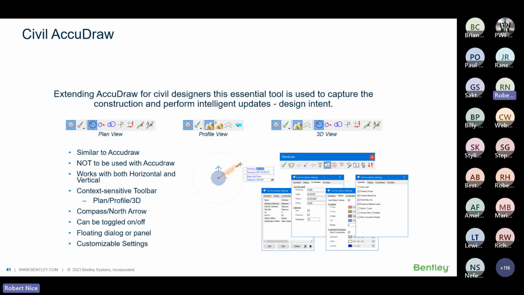So civil draw, not to be used with normal or general draw. You can't use them both at the same time. One is on, one is off. But you toggle on civil draw, and it's context sensitive. So if you're on a plan view, you get different options to the profile view. Maybe it's delta Z rather than delta station offset or something like that. So it changes to suit, but it can be really useful.